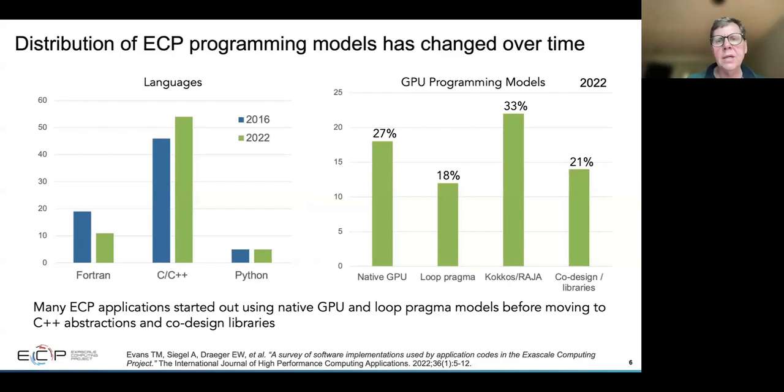And this just shows a distribution of the user base, and it showed in general that teams tended to migrate, as they were able, to C++ from Fortran, and how they tended to utilize Kokkos and RAJA and the co-design approaches. Although certainly, of course, there were some native GPU and some loop pragma activities. Also, as time went on, this is from 2022 when the survey was done, we saw the migration proceed even further toward C++ and toward Kokkos, RAJA, and the co-design libraries.